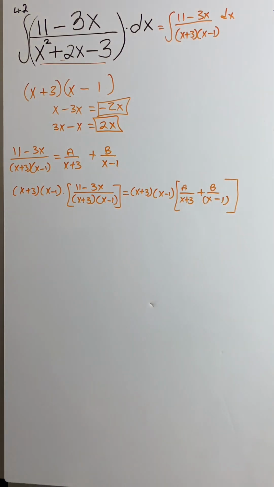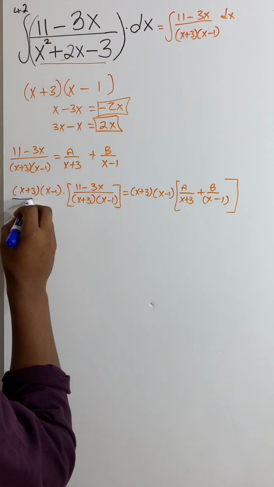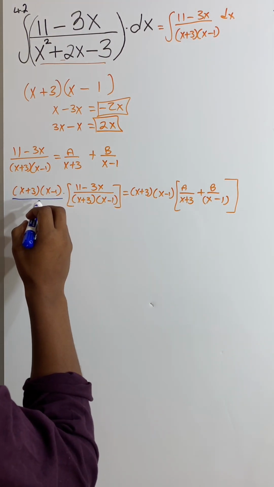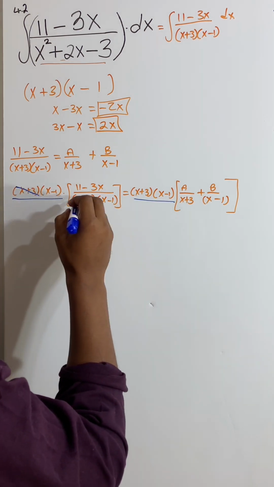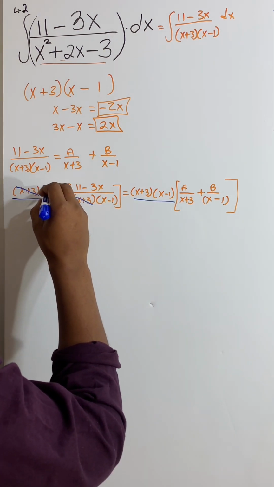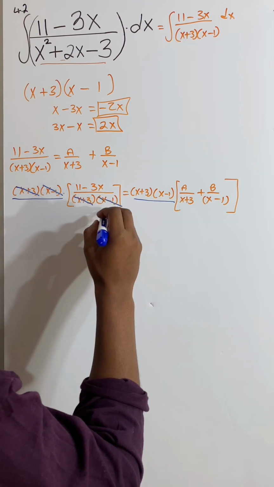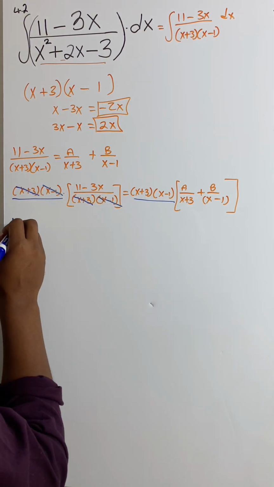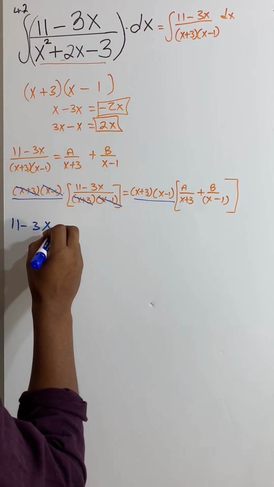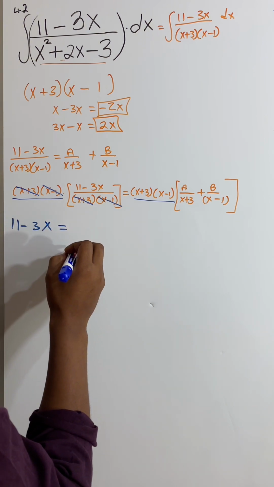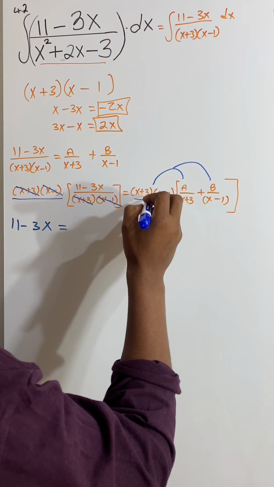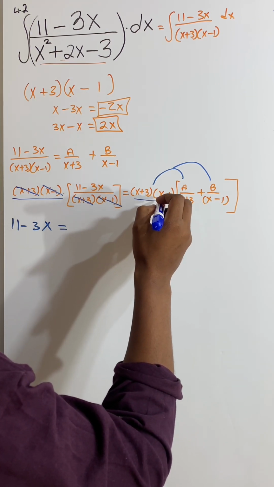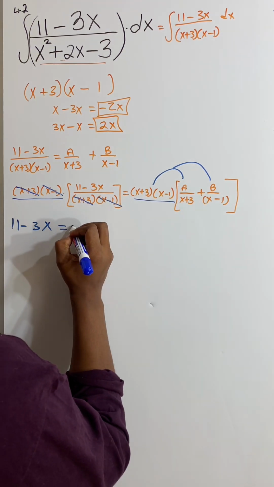So we managed to multiply both sides by x plus 3 and x minus 1. That x plus 3 will cancel that x plus 3. That x minus 1 will cancel that x minus 1. So we'll be left with 11 minus 3x on the left side of the equation. And on this side of the equation, we have to distribute the x plus 3 multiplied by the x minus 1.